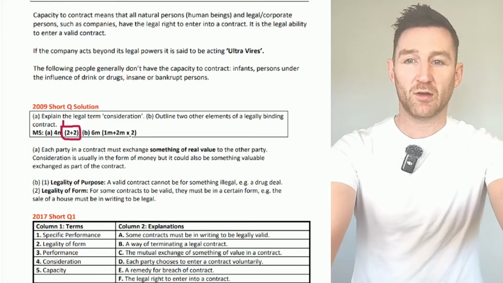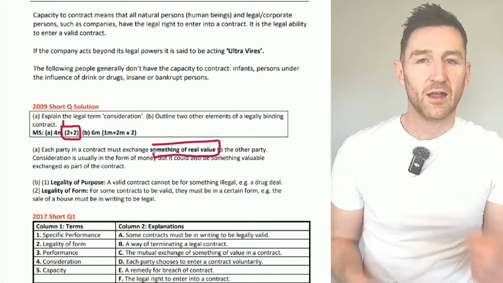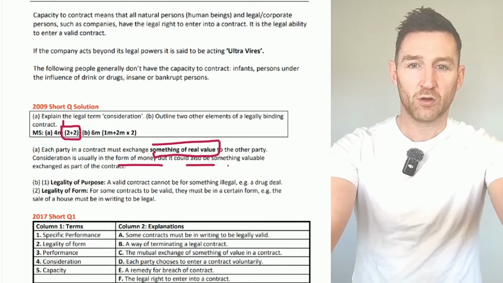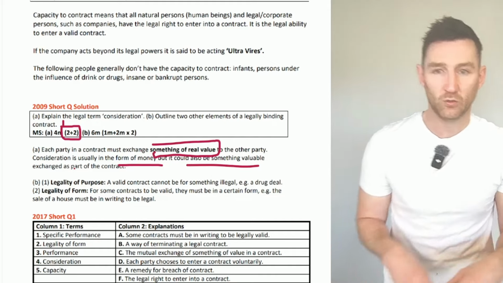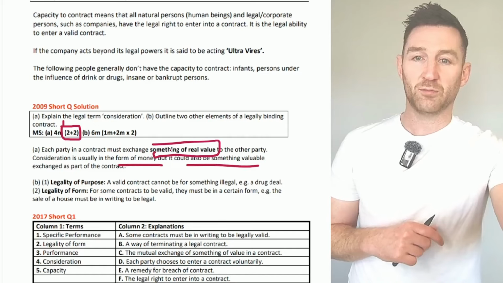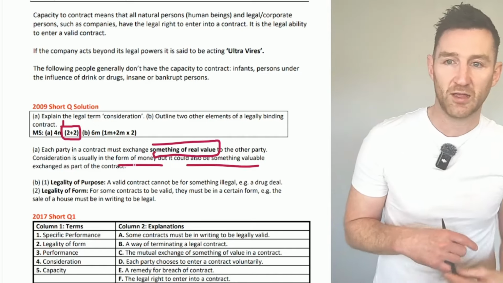So here with consideration, each party must exchange something of real value. So we mentioned that. And then remember, we said that thing earlier where it's usually in the form of money, but could also be something valuable. So it could be goods. So it's usually money, could be something else valuable. So 2 marks for something of real value, and 2 marks for a follow-up point. It's usually money, but could be something else valuable.